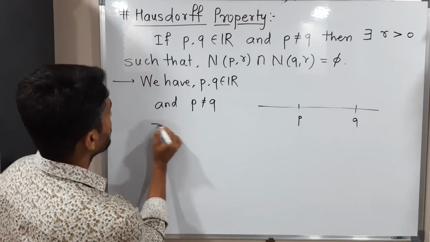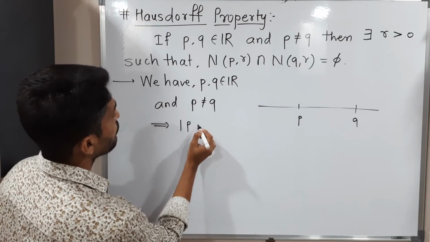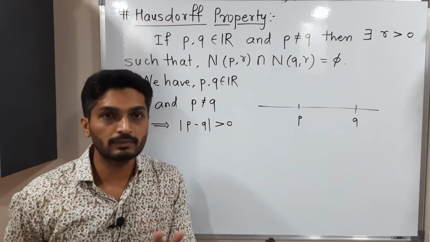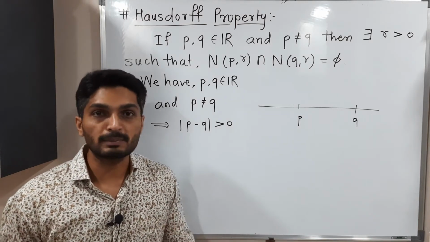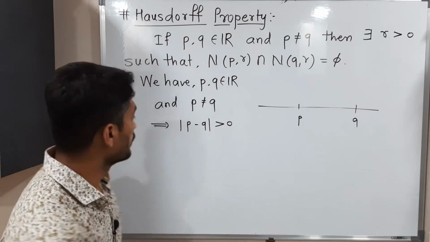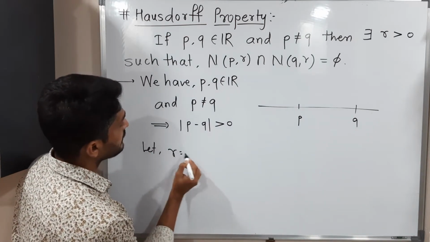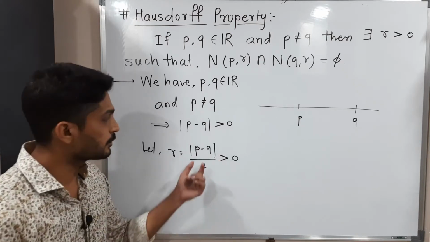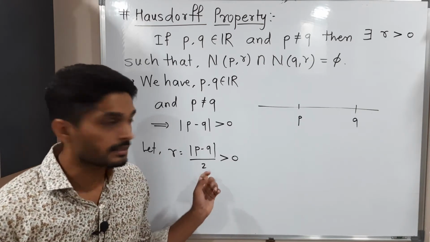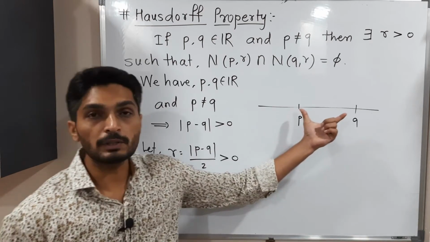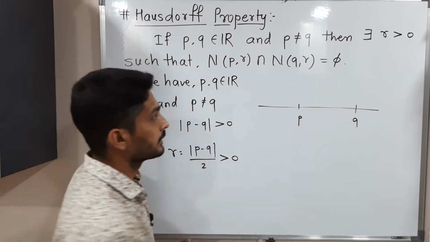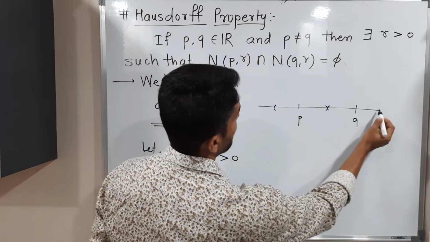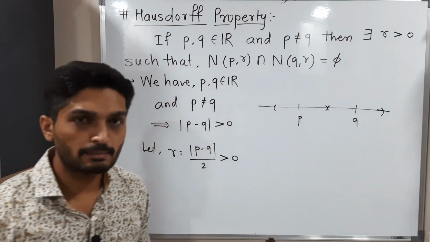See, what will I do? p is not equal to q. So therefore mod p minus q is greater than 0. Obviously, if p is equal to q, then only its value will be 0. Otherwise, mod cannot be negative. So obviously it is greater than 0. So I am going to take r is equal to mod p minus q by 2, which is obviously greater than 0 since mod is there. Mod p minus q means distance between p and q. We are taking half of it. That means this distance is r. And we are taking a neighborhood around p with this distance r and a neighborhood of q with that same distance r.